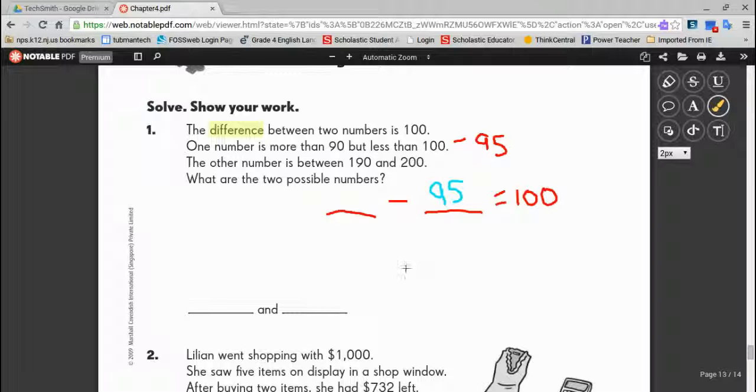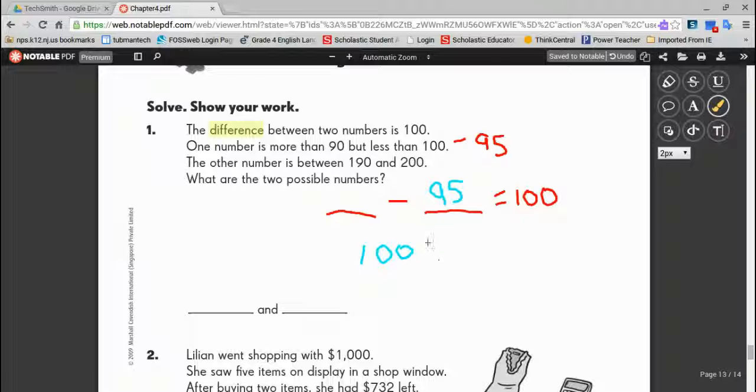And the way I can figure this out is I'm going to do the opposite of subtraction. The opposite of subtraction is addition. If you remember how to do your fact families, I know that blank minus 95 equals 100. And if I remember my fact families correctly, I know that 100 plus 95, because it's the opposite, gives me my blank. So I'm going to write that over here.